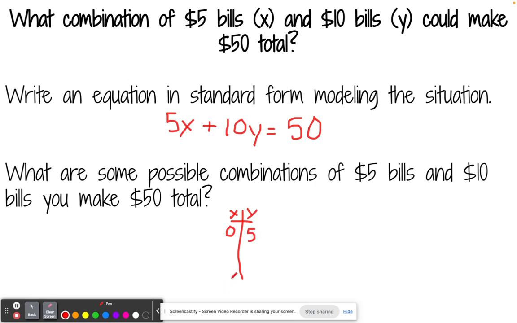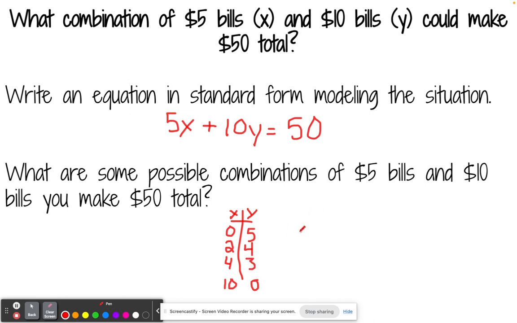What if I have 0 $10 bills? Well, then I could have 10 $5 bills, because 5 times 10 is 50. Those are my intercepts. But like I said, I can count by 2s. So if I had 2 $5 bills, that's $10, which leaves me with $40. So 10 times 4. I could have 4 $5 bills, that's $20, which leaves me with $30 to make here. So I would have 3 $10 bills.